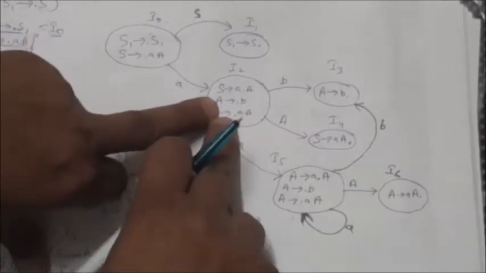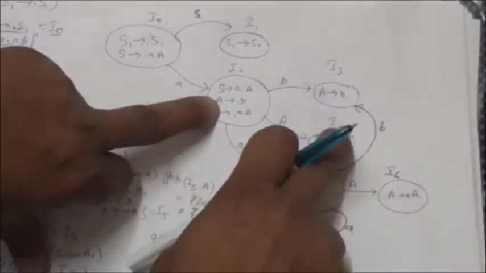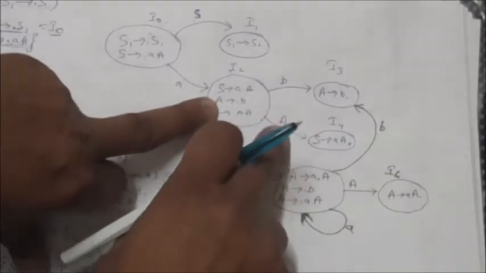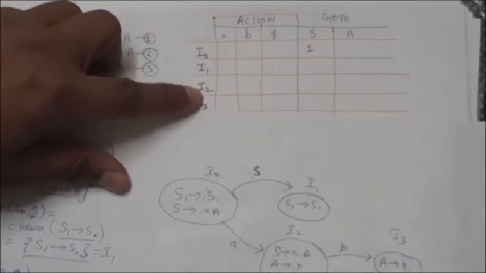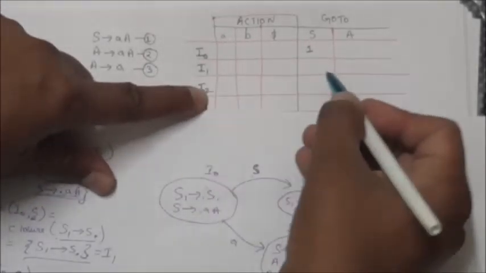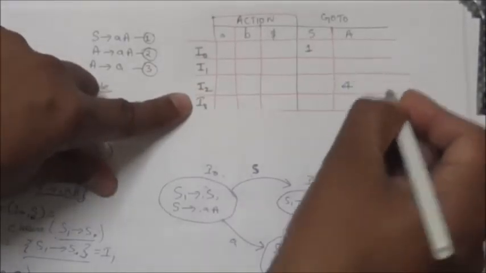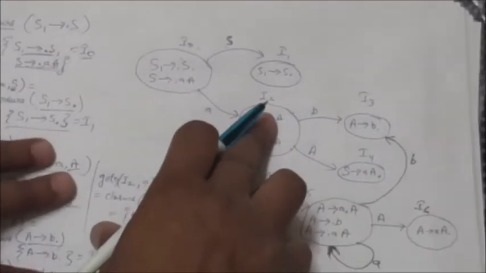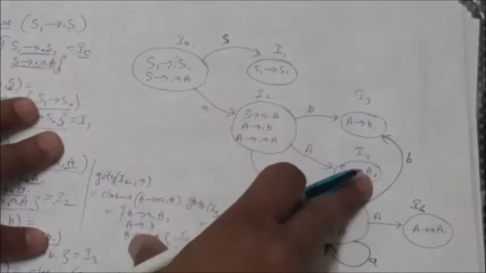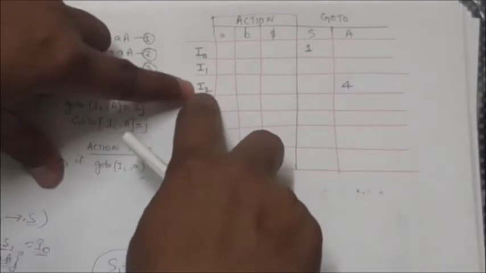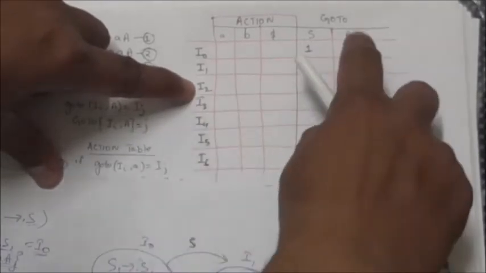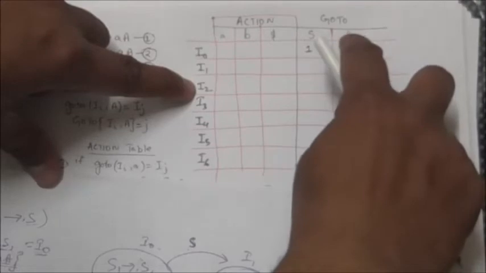Now see this transition. From state I2, the DFA will jump to state I4 on reading the non-terminal symbol A. So in go to table, what happens? At the row labeled by I2 and column labeled by non-terminal symbol A, we will write 4, because the DFA is jumping from state I2 to I4 on reading the non-terminal symbol A.